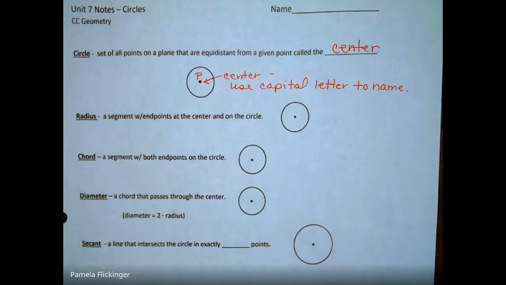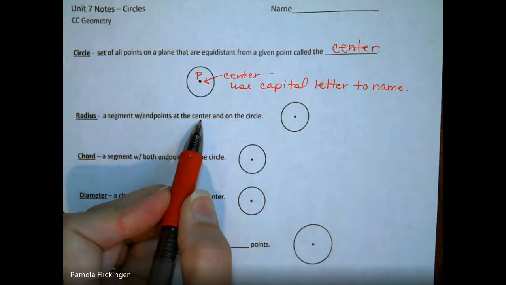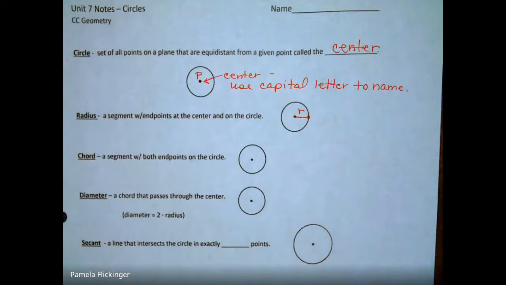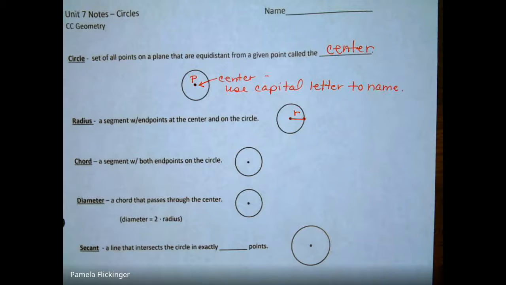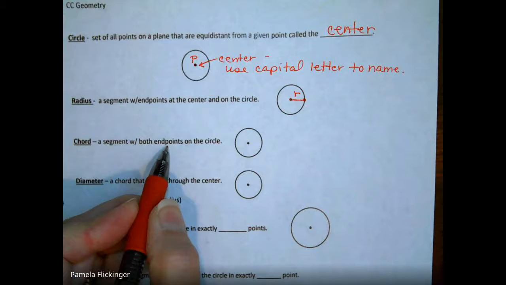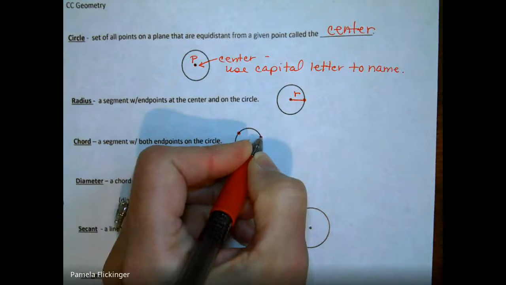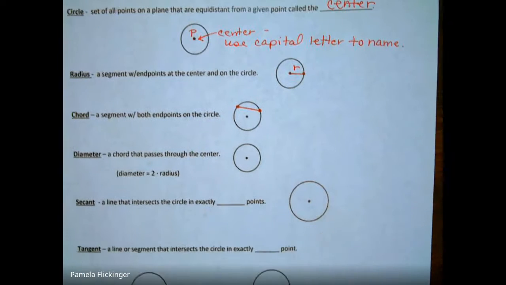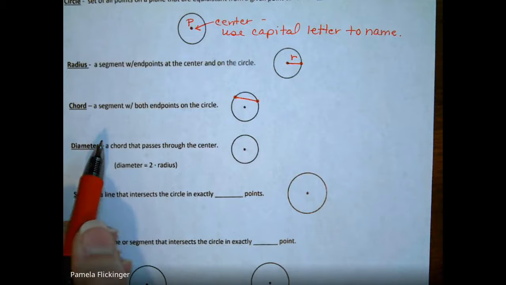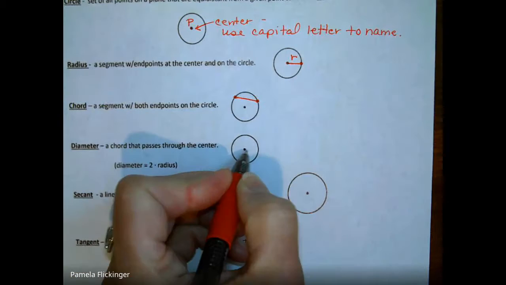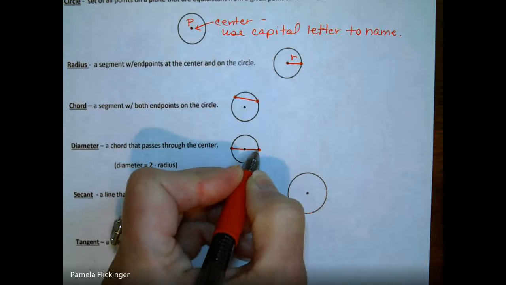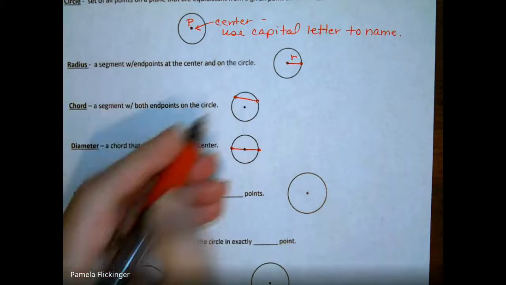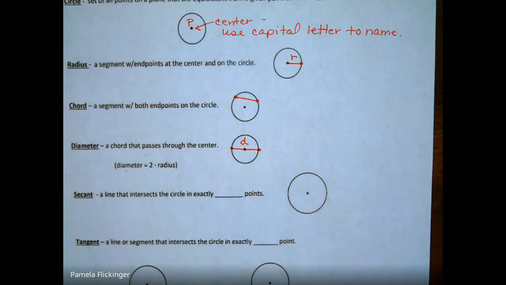A radius of a circle is a segment with endpoints, one being the center and the other is on the circle. So if we go from the center out any place, we use a lowercase r to show the radius. A chord is a segment that both endpoints will be on the circle. So if I pick a point here and one here and connect, that's a chord. Now there's one special chord, and that is the diameter. The definition of a diameter is that it's a chord that specifically passes through the center. And since it goes through the center, the diameter is equal to 2 times the radius. We will use a lowercase d to represent the diameter.